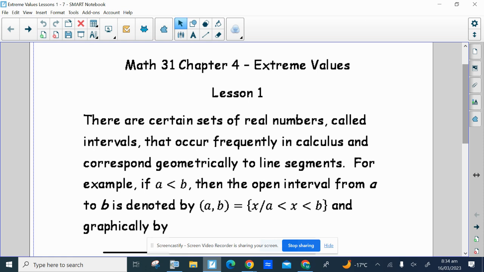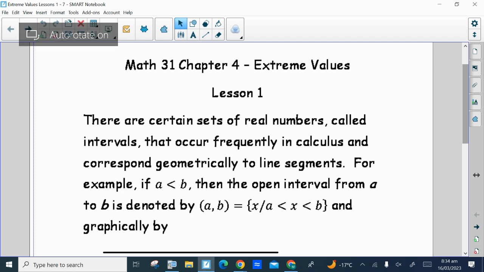Okay, so this chapter, extreme values, what it means is we're going to be using derivatives to find maximum and minimum points in the graphs of different functions. And then we're going to use that plus some other tricks using derivatives to help us sketch curves. So we'll do this chapter and then we'll do chapter 5, which is curve sketching, and then we'll have our next exam.